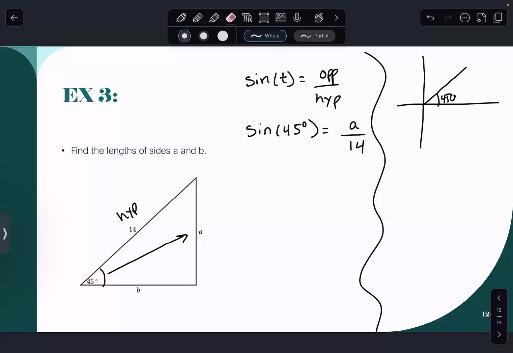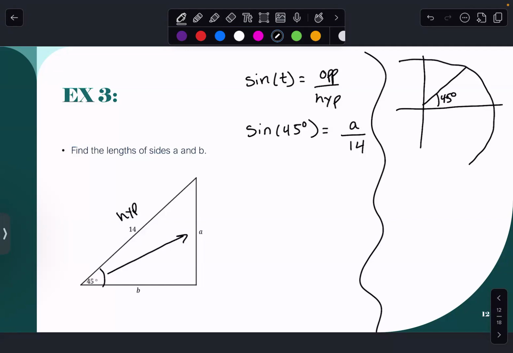Oops, not 450, 45 degrees. So I hope you guys recognize this and are remembering the big circle and all those angles that go around. So if this is 45 degrees, remember we said this is a 1 unit circle, so that radius right there would be 1. If I formed a right triangle, then I would now call this side x and this side y.